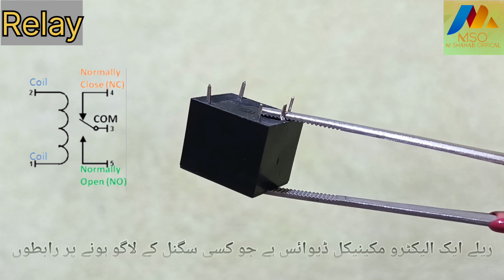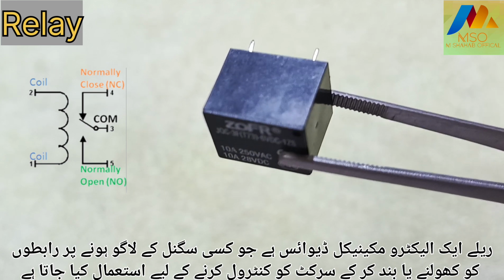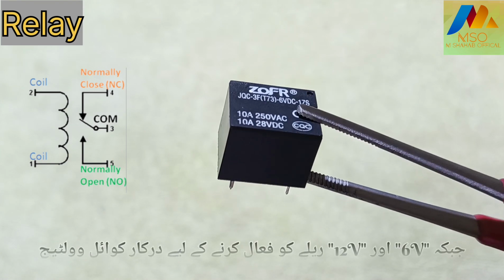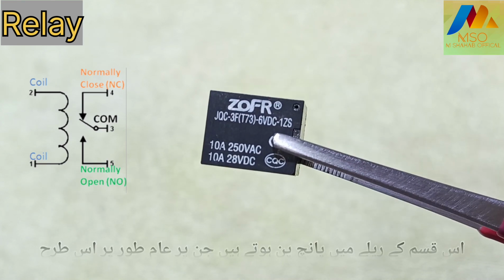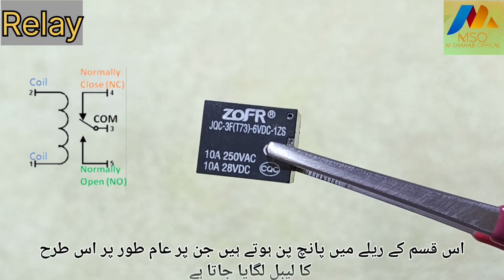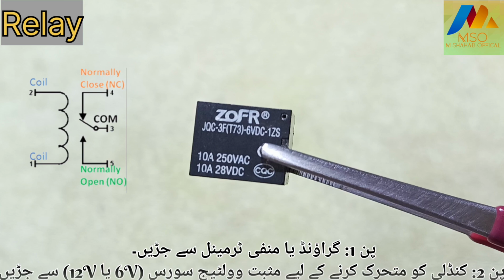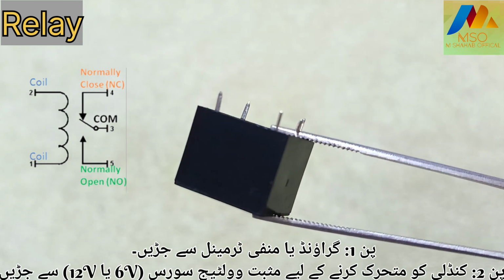A relay is an electromechanical device that is used to control a circuit by opening or closing contacts when a signal is applied. While the 6V and 12V denote the coil voltage required for actuating the relay. This type of relay has 5 pins which are typically labeled as follows. Pin 1, connect to a ground or negative terminal. Pin 2, connect to a positive voltage source, 6V or 12V, to energize the coil.